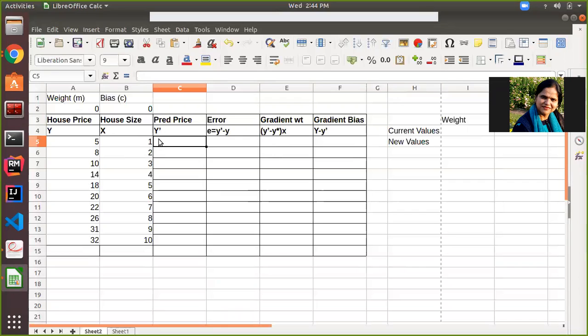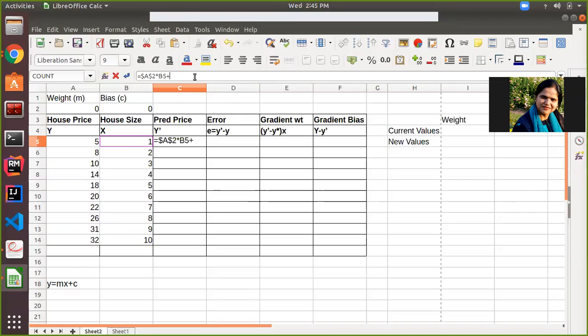What is the formula for this? We will again use the equation y is equal to mx plus c. Using this formula, I will calculate the predicted price, where I will put m and c as 0, 0. So the formula is equal to weight. This should be absolute. I am converting it to absolute so that it doesn't change. Then multiply it with x. So x is in the B5 column, so I am multiplying it with B5.